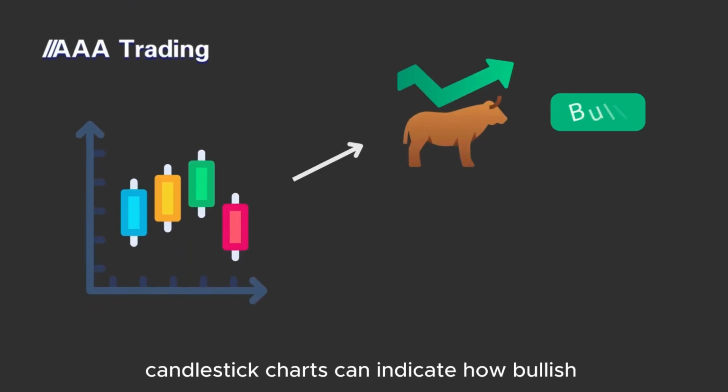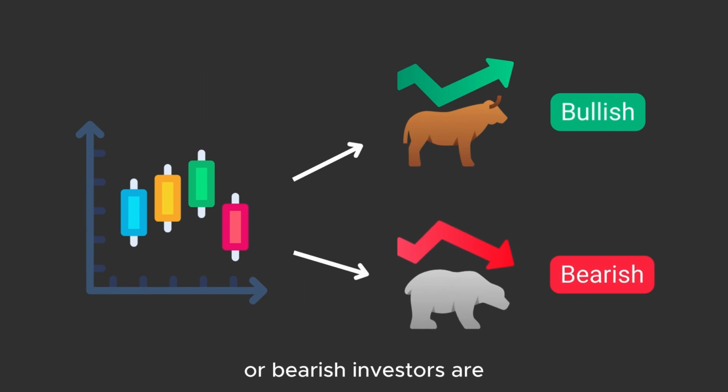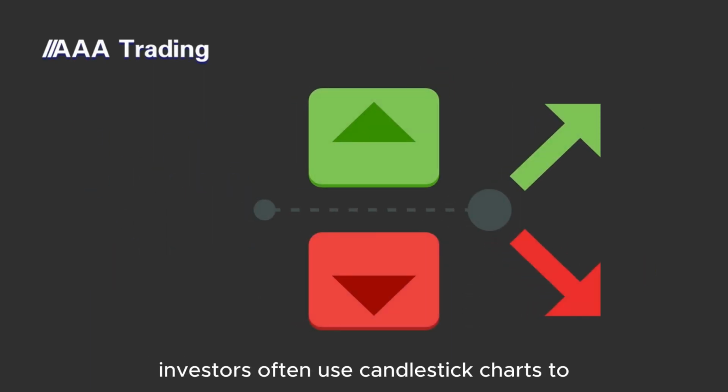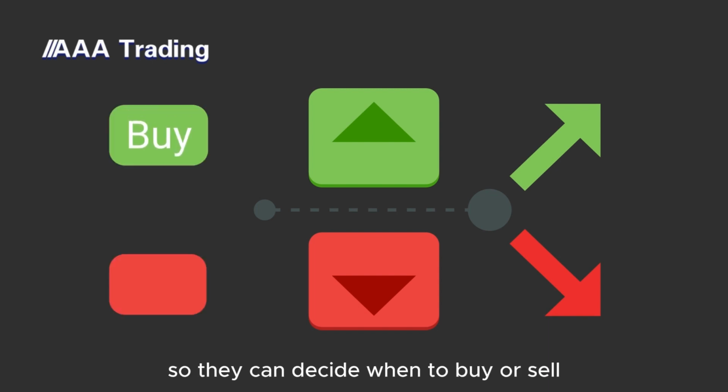Candlestick charts can indicate how bullish or bearish investors are. Investors often use candlestick charts to identify trend reversals so they can decide when to buy or sell.